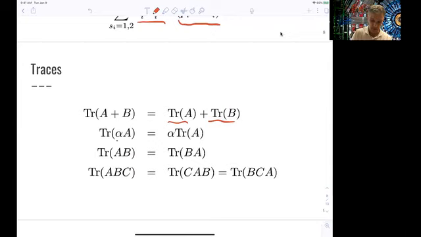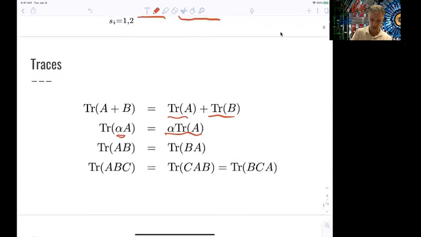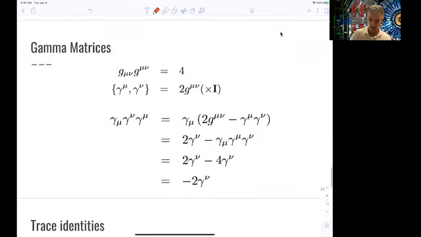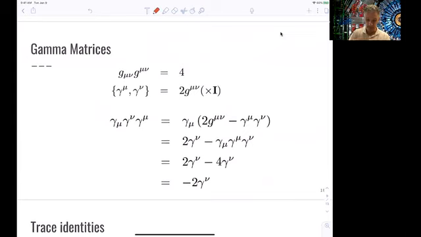If you have a multiplicator here, a factor alpha, you can just take this out of the calculation of the trace. In those traces, two matrices commute. The trace of A times B is equal to the trace of B times A. And then you can use this in order to show more complicated relations like this. Okay. Good.